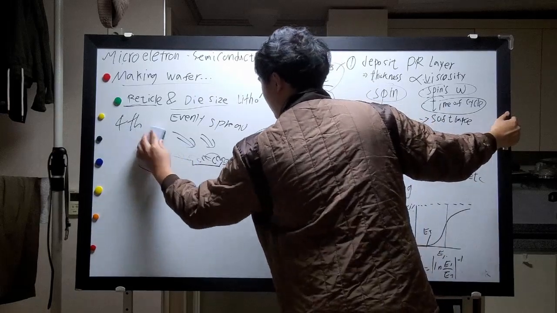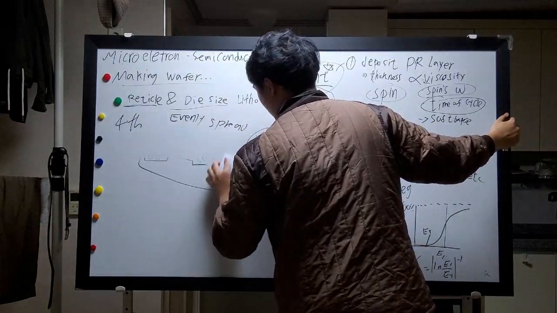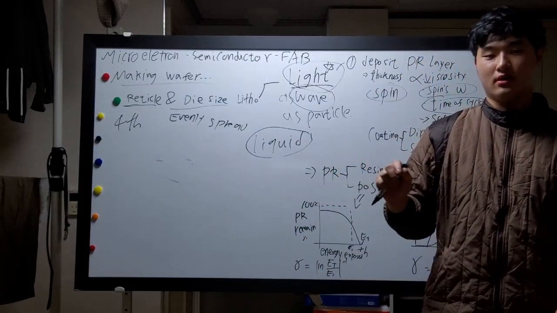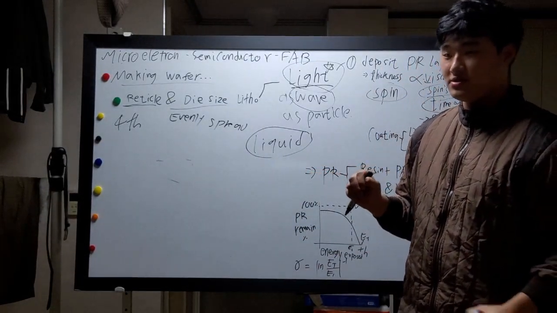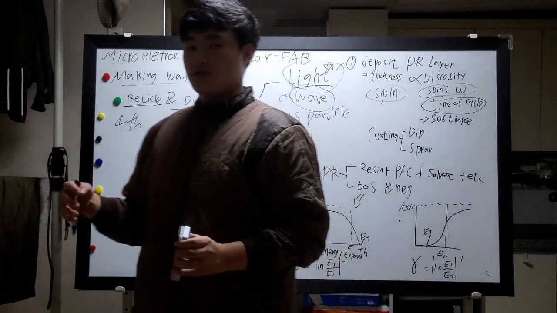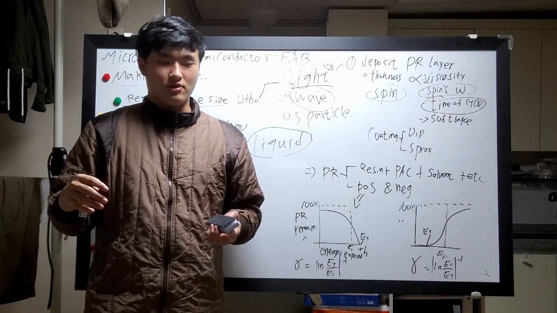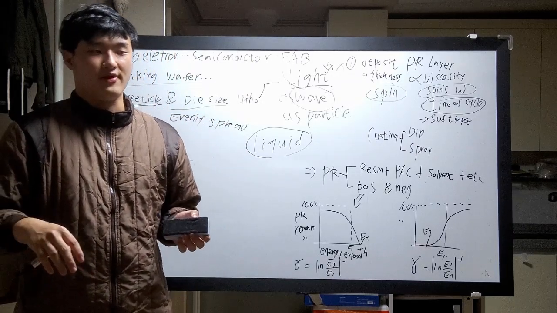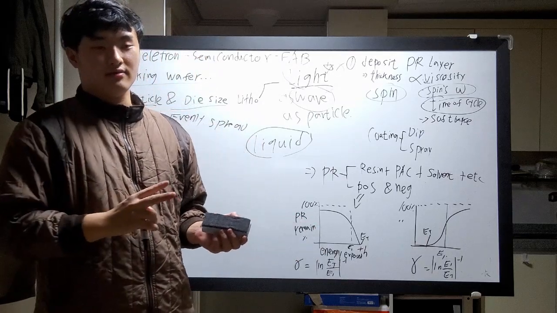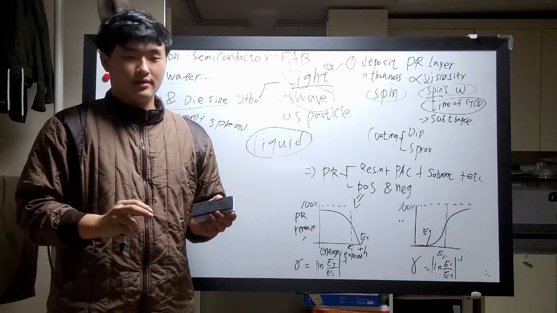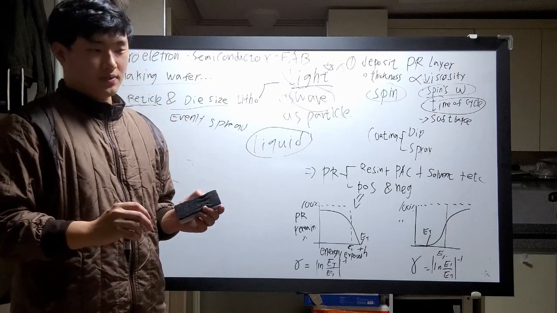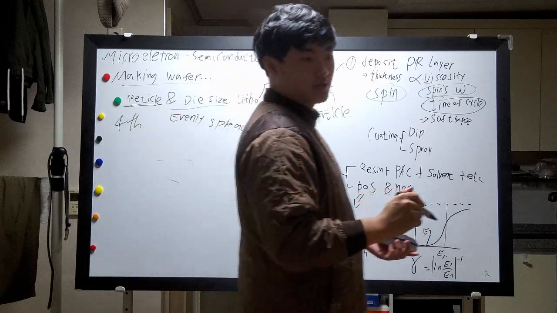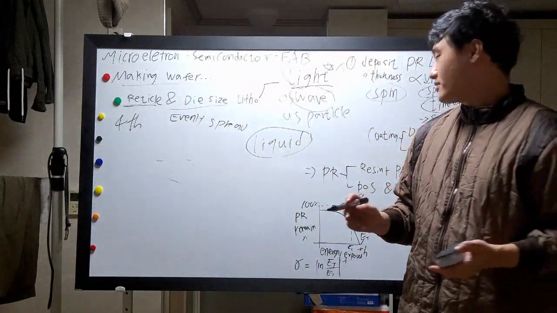Okay, so we know there are two types of PR when developing. First, the positive way, and second, the negative way. For the positive way, when getting light, the sector area that is exposed to the light will be weakened and will vanish. And second, the negative way: the sector area that is exposed to light will be hardened, and then it can work as a mask or pattern.